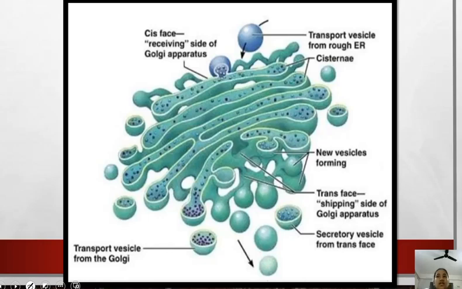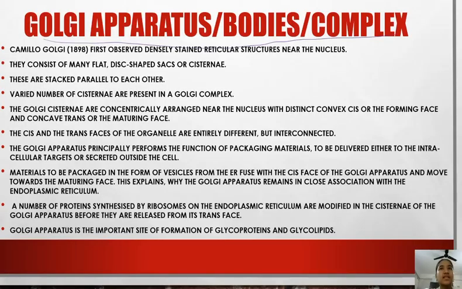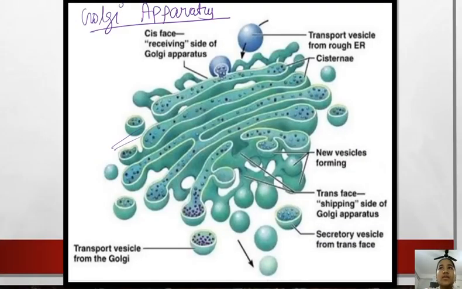So this is the image of the Golgi apparatus or Golgi bodies. I'll be explaining how it functions also. So the next thing is the varied number of cisternae are present in the Golgi complex. So I hope you can see this marked as cisternae.